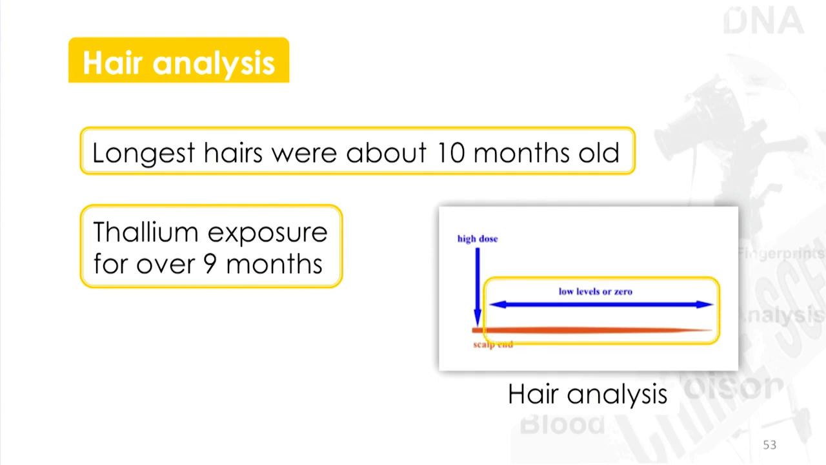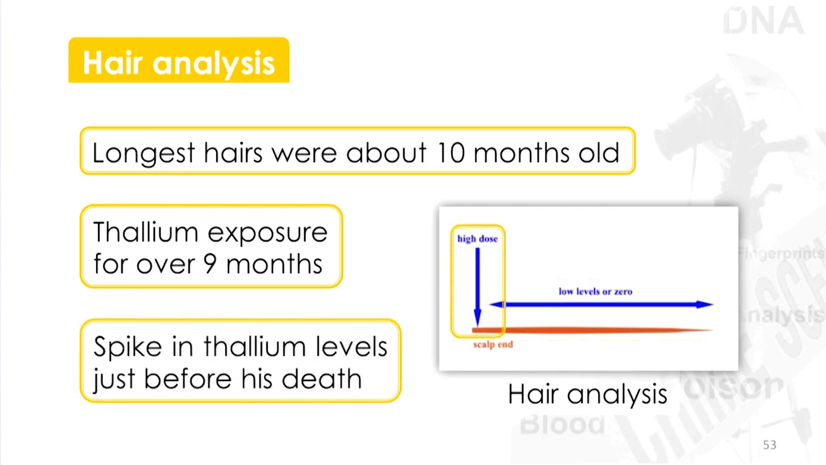So there were low levels, sometimes zero levels of thallium along the length of this hair almost, and a relatively high dose just before he died. So with this evidence, his wife confessed and she was convicted of his murder.